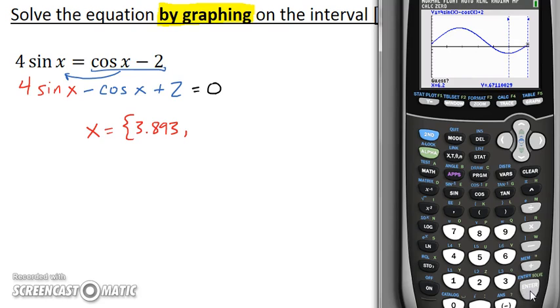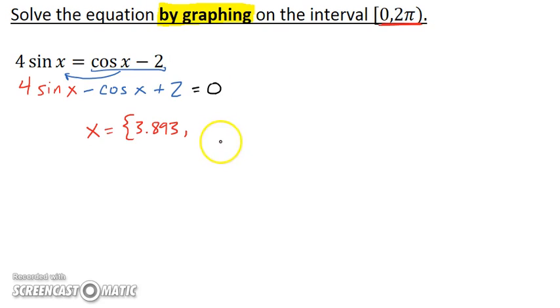And again, it will say, do you want to guess? Nah, you just tell me. And I get about 6.022. And there we have it. There are the two solutions.